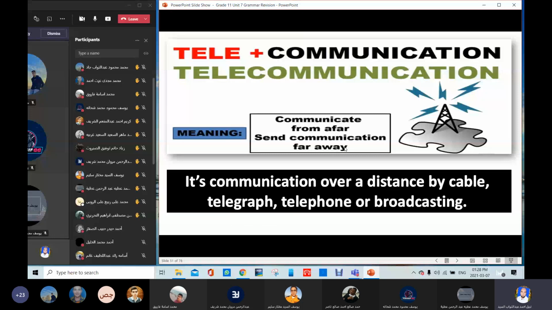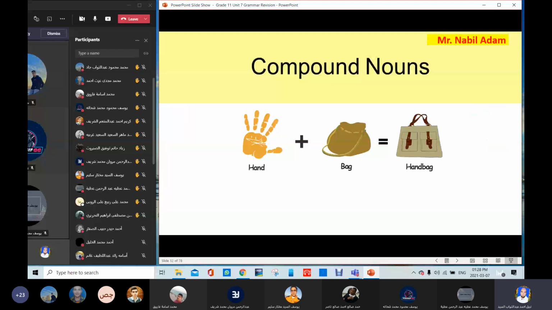Now, let's learn how to make a compound noun. What's a compound noun? It's a noun plus a noun. Hand plus bag becomes handbag. We can join them together without space, or we can leave space between them, or we can use a dash between them, like an ice cream. I'm eating an ice cream. I'm brushing my hair with a hairbrush. I am brushing my teeth with a toothbrush. I'm sleeping in the bedroom. What are these? Bedroom, toothbrush, hairbrush. These are what? Compound nouns.